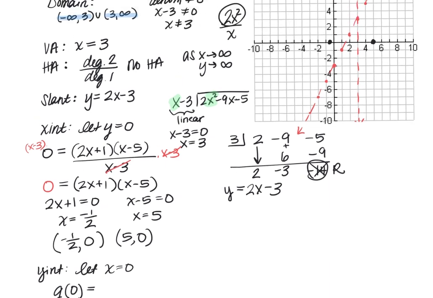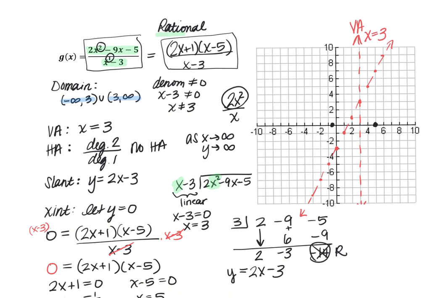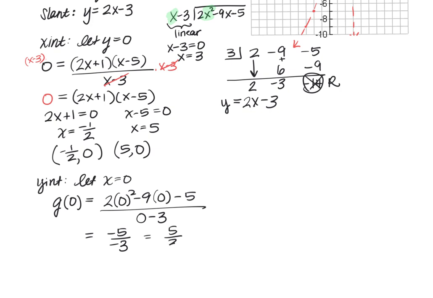And again, you could use the original function or you could use the factored form. Here, it's actually easier to go back to the original function, the 2x squared minus 9x minus 5. So 2 times 0 squared minus 9 times 0 minus 5, divided by x minus 3, which would be 0 minus 3. So that's going to give me -5 divided by -3, which is a positive 5/3. So my y-intercept is (0, 5/3).